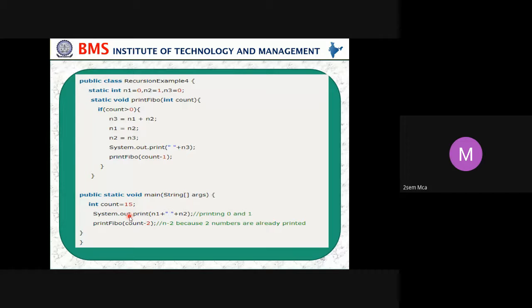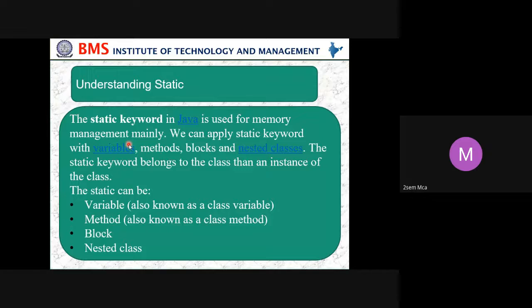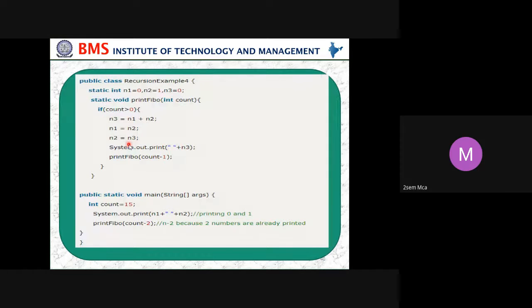Then we are displaying first n1 and n2. What was n1 and n2? Initially we have taken 0 and 1. Later we are adding them. So 0 plus 1 is 1. Next one, 1 plus 1 is 2. Then 2 plus 1 is 3. Like this it keeps going till when? Till the count becomes 15, you keep repeating these things. So that's your recursion program for Fibonacci series.